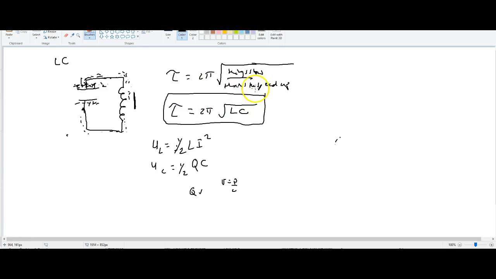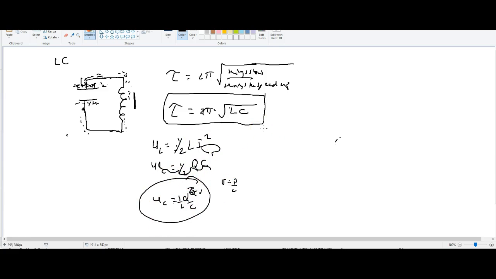Yeah, it's Q squared over C. Okay, so UC is going to be equal to, replacing the V with that, 1/2 Q squared over C. All right, so those are my two energies.